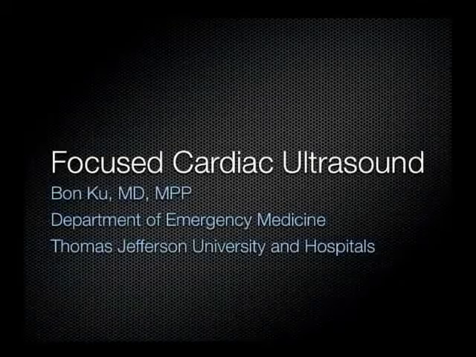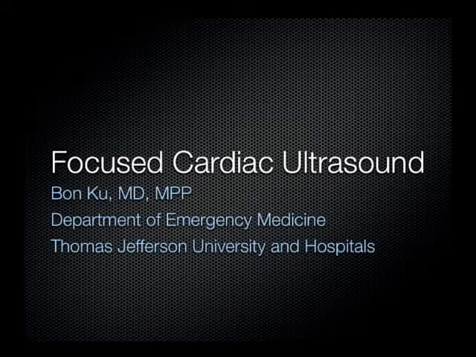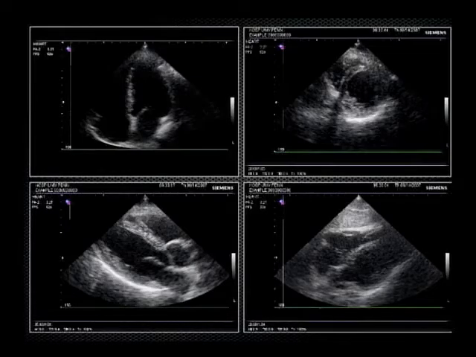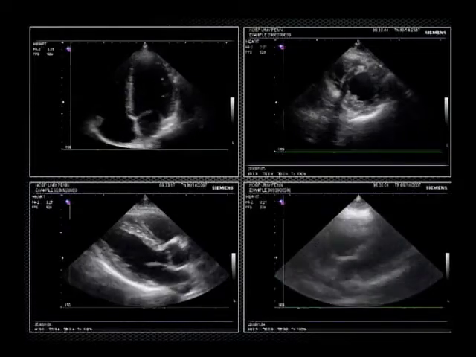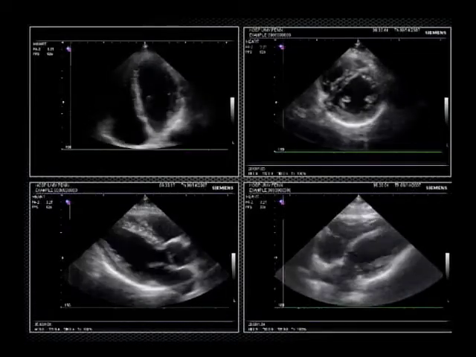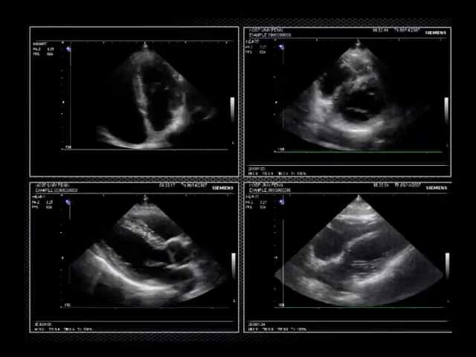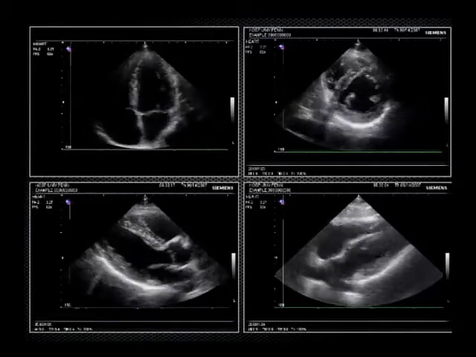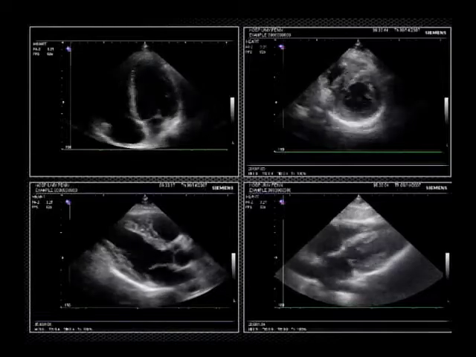This lecture will provide an overview on how to perform a focused cardiac ultrasound. I will not be describing how to do a complete echocardiogram as performed by cardiologists, and I want to stress that a focused cardiac exam should not be a substitute for a complete one.